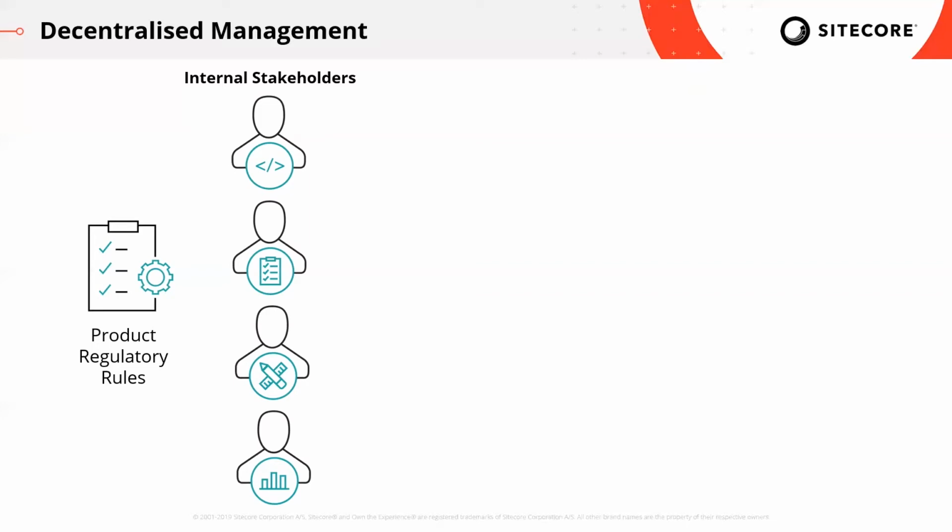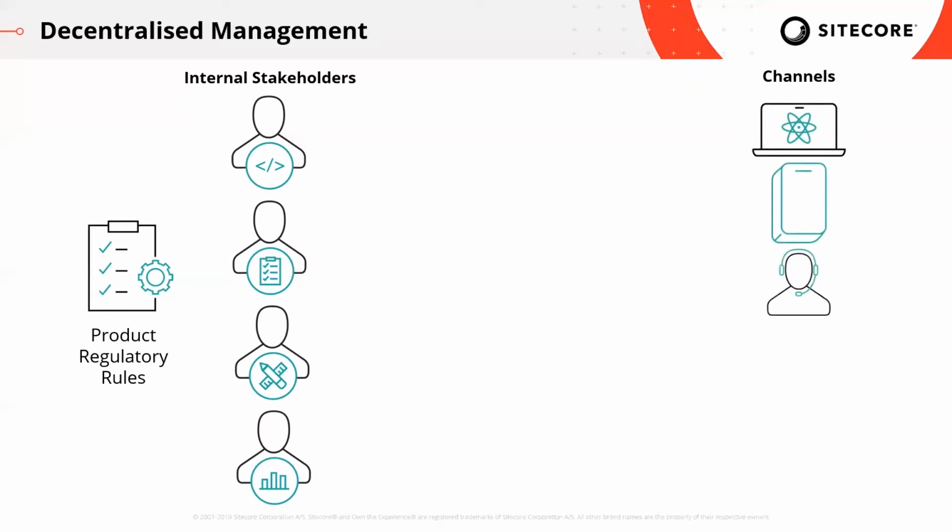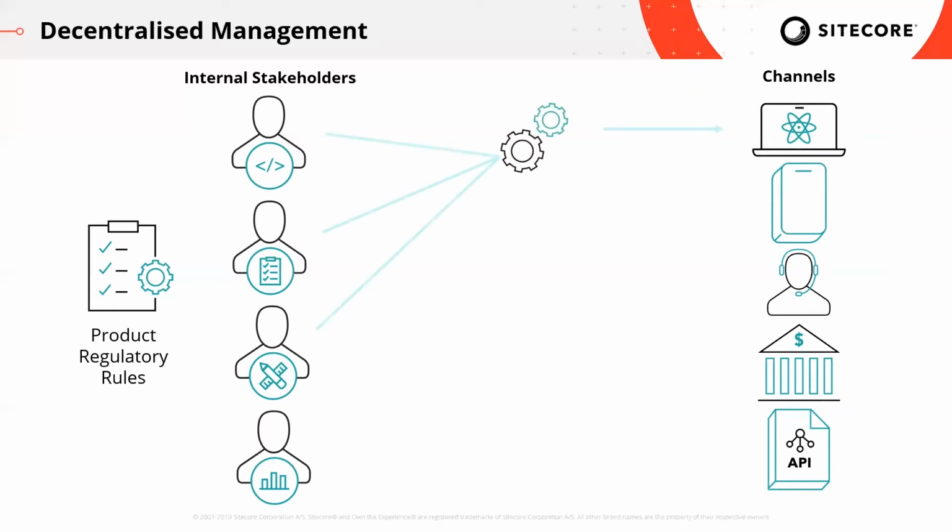Perhaps they interact on the website, maybe through a mobile app. They may interact through an assisted channel with a broker or in a branch. They may be interacting on a piece of technology that's been enabled over API inside of the organization. To make this happen, the internal stakeholders must collaborate and codify the rules. For example, the stakeholders may meet to discuss how this is going to be implemented on web. They will collaborate, codify the rules, and have them distributed on the web channel.